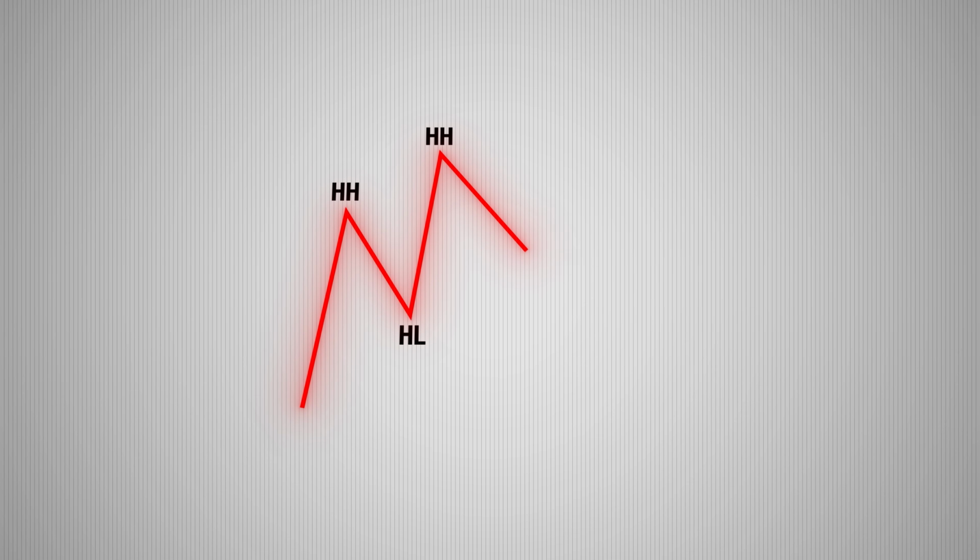Here's what that looks like. Price pushes up to a higher high, and then it pulls back slightly, and then you create a higher low. And then it pushes up again, creating a new higher high. You enter on the pullback, not at the peak.